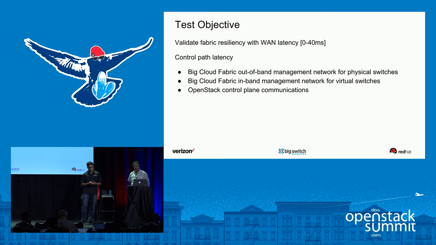So the primary focus of all the testing was to see how latency affects the control plane. Specifically, we want to see how it has an effect on the out-of-band management network that the controller uses to program the physical switches. Also, the in-band network that the controller uses to program the virtual switches, and also the OpenStack control plane communications, where the agents residing on the compute node talk to the controllers, which are in the data center.